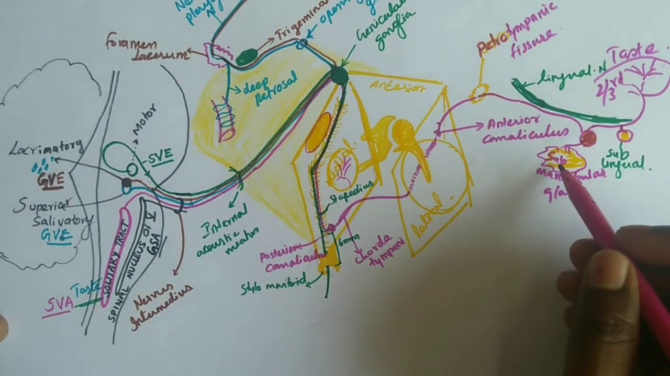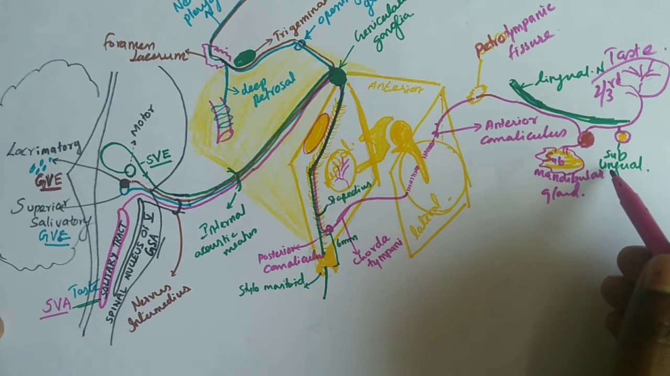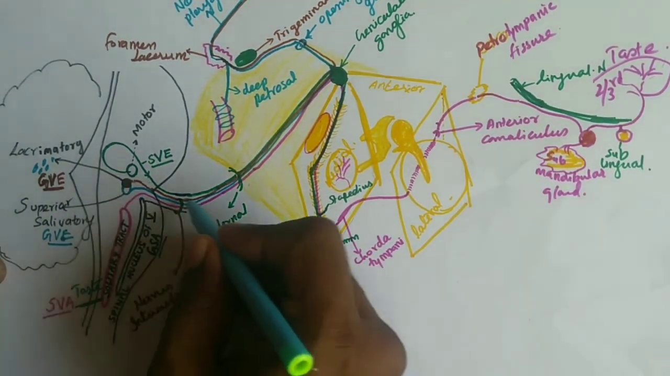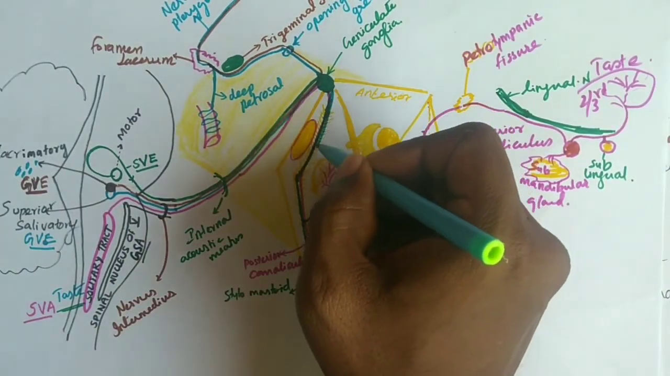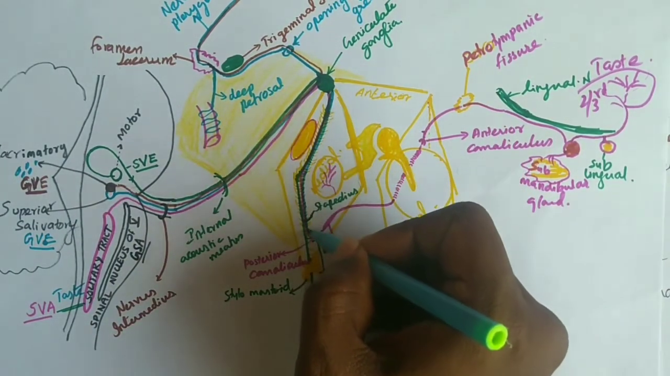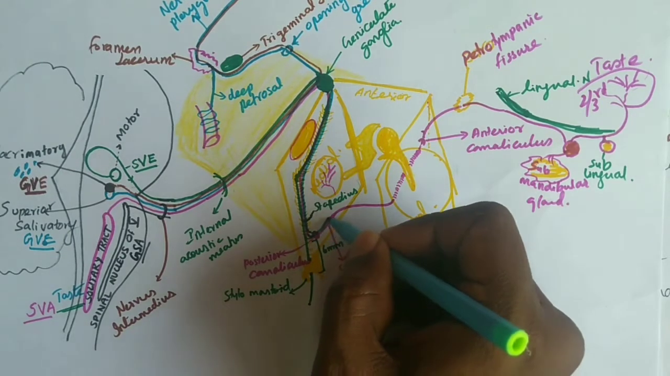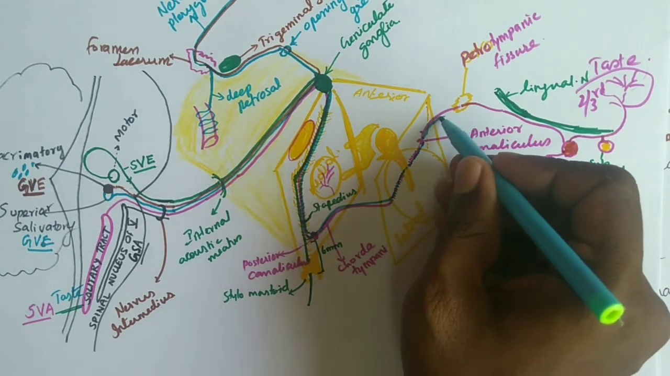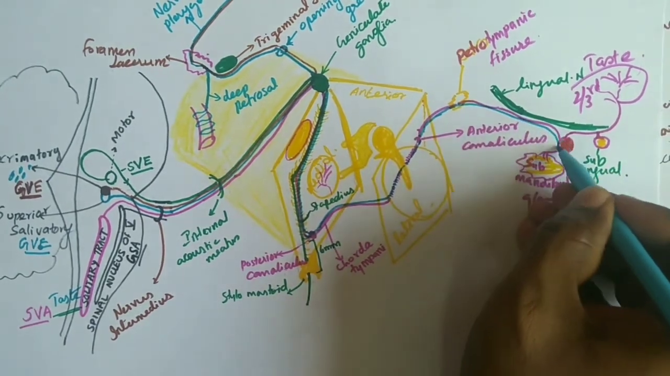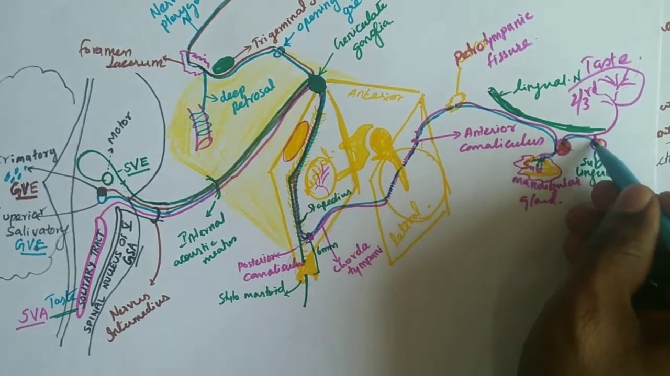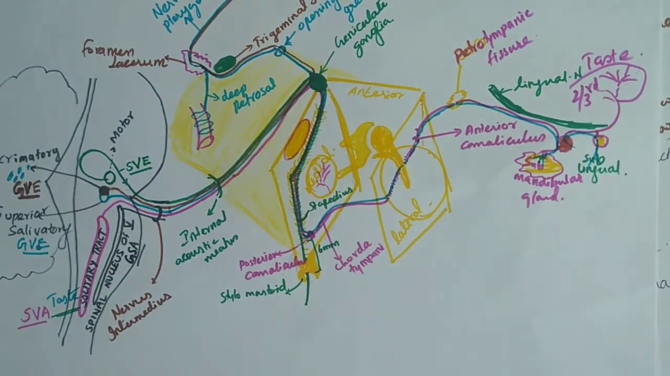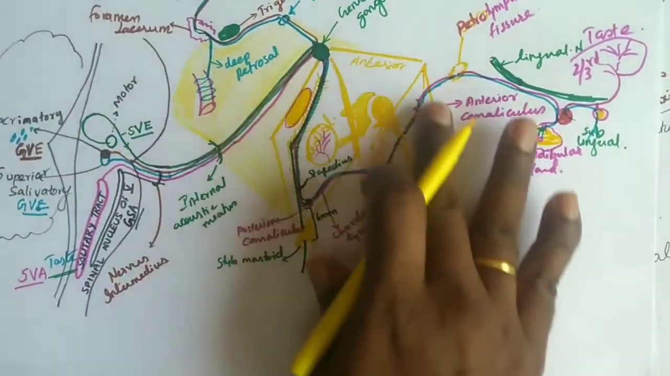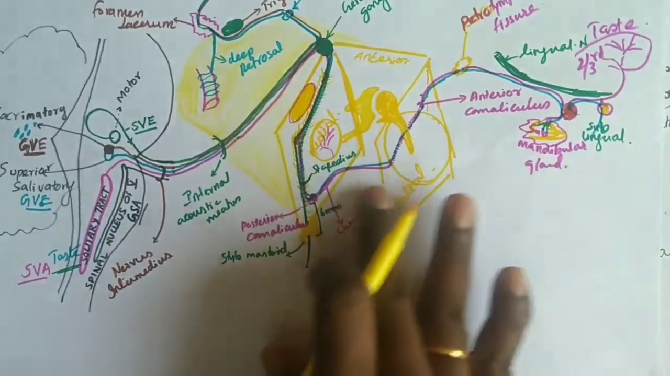The nerves which are supplying the submandibular and the sublingual glands are actually coming from the superior salivatory nucleus. You can follow this blue color. So the superior salivatory nucleus fibers are the ones supplying the submandibular and the sublingual glands. Okay. So these are the branches which are given off from inside the middle ear.